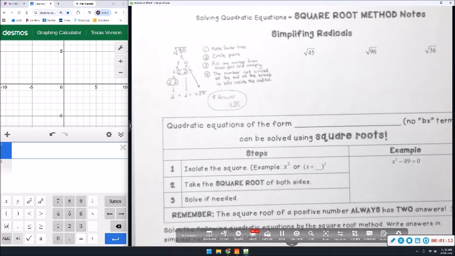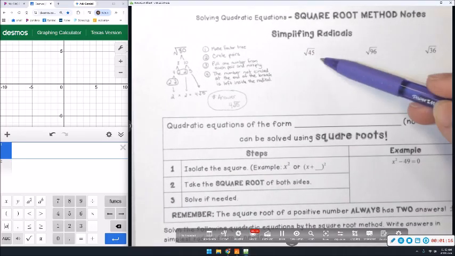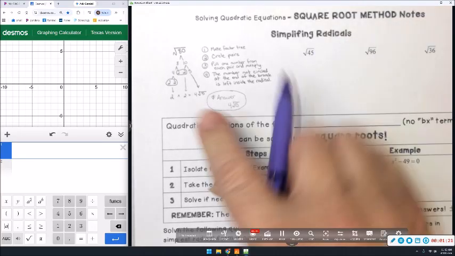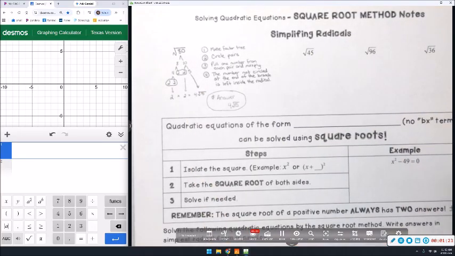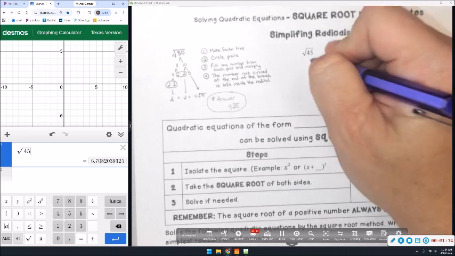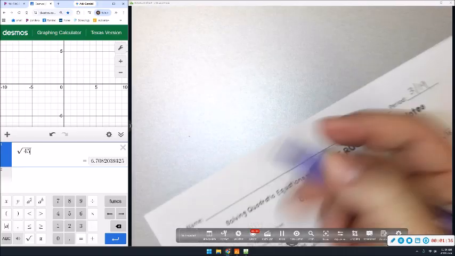Before we start actually solving with radicals, we are going to learn how to simplify a radical. So when we have these, we do what we call the factor tree, because we have to figure out what's a pair. Because if I type the square root of 45, it gives me a super ugly decimal. That's not a simplified radical, okay? So we have to learn how to simplify it. So what we're doing is we're going to talk about prime numbers.